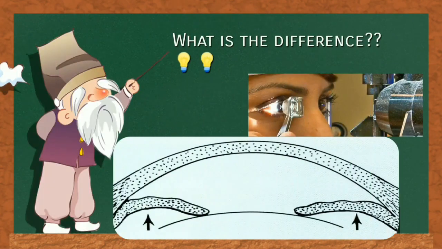What is the difference between open glaucoma and closed glaucoma? The difference is so simple. By using gonioscopy, the gonioscopy will reveal the angle of the anterior chamber of the eye. If you see the angle, this is called open angle glaucoma. If you cannot see the angle, or you see the iris in this position in front of the angle, this is called closed angle glaucoma.